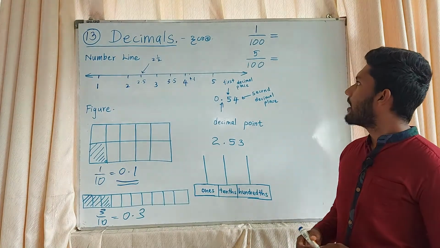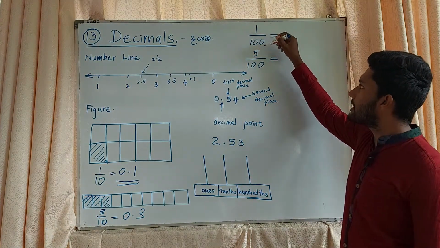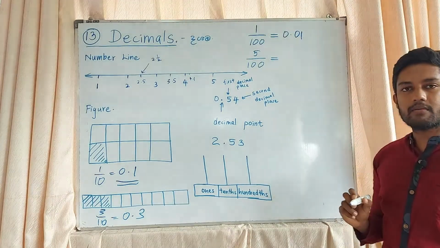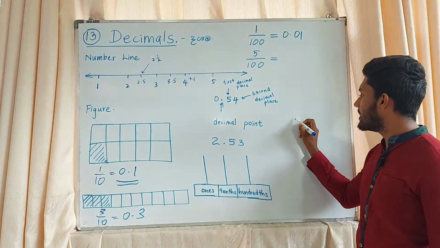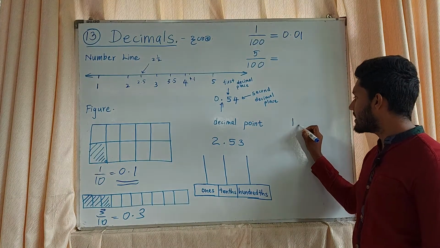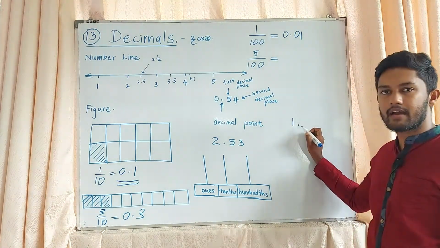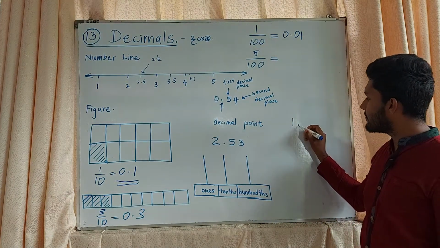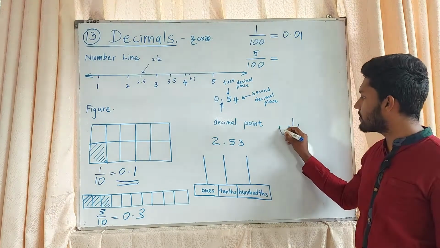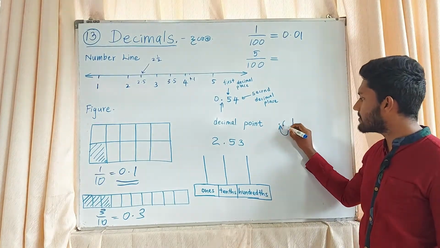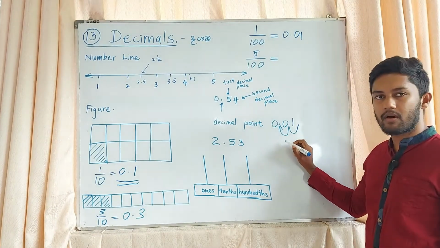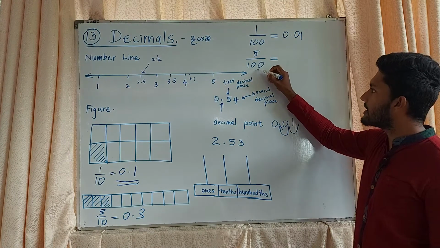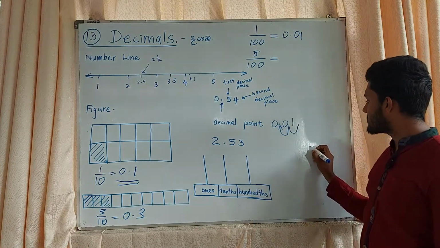Then here 1 over 100 means 0.01. Then how does it come, dear students? Here the decimal point of 1 is at the back. Then when divided by 100, it goes forward 2 times, 1, 2. Then the decimal point comes here, we can put zeros, 0.01. Yes, 5 over 100, that is also the same.